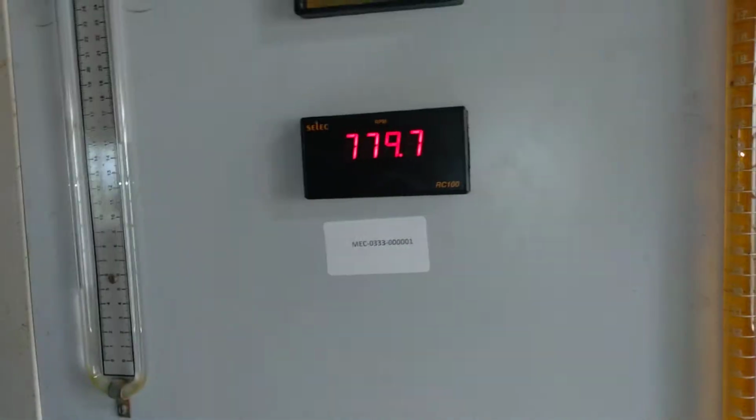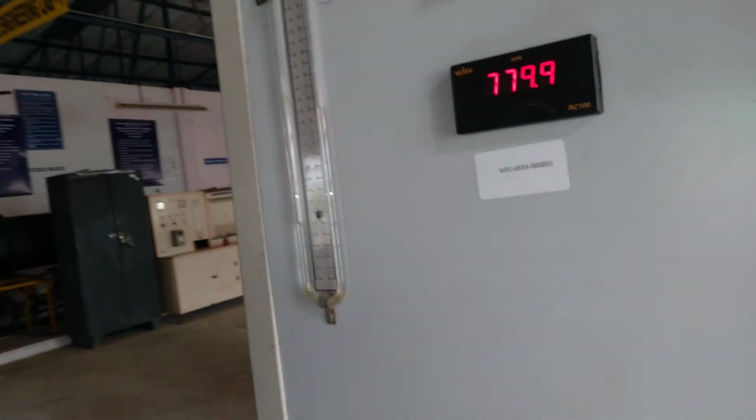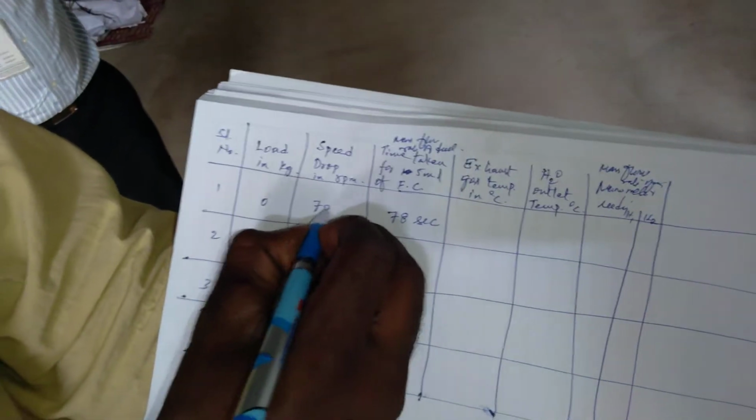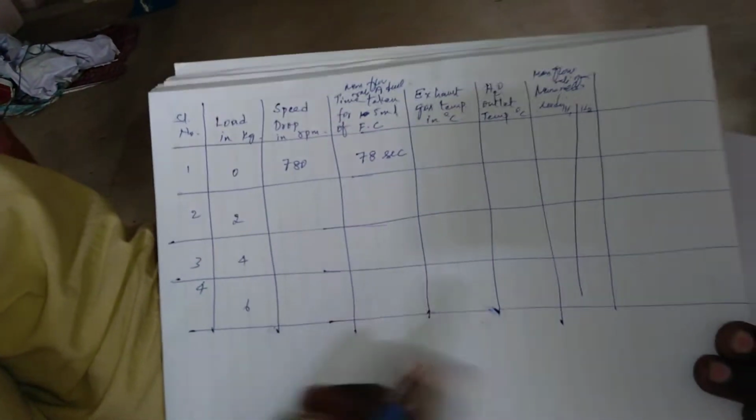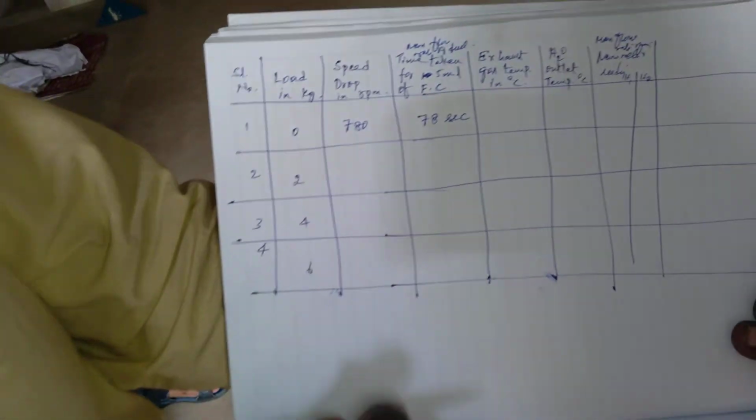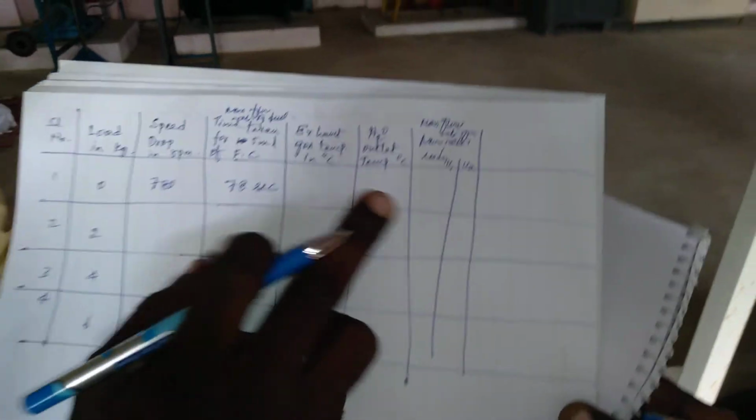Next, note down the speed also. It's showing 779, around 780. So 780 is the engine RPM under no load condition, that is, the zero load condition. Next, we should also note down the exhaust gas temperature and water outlet temperature.